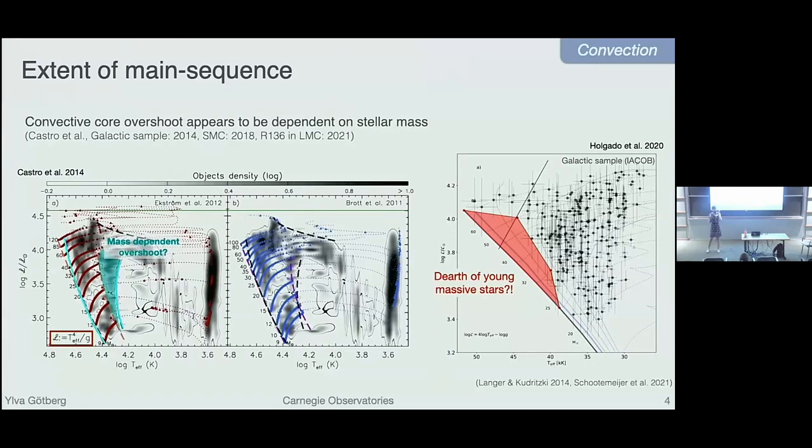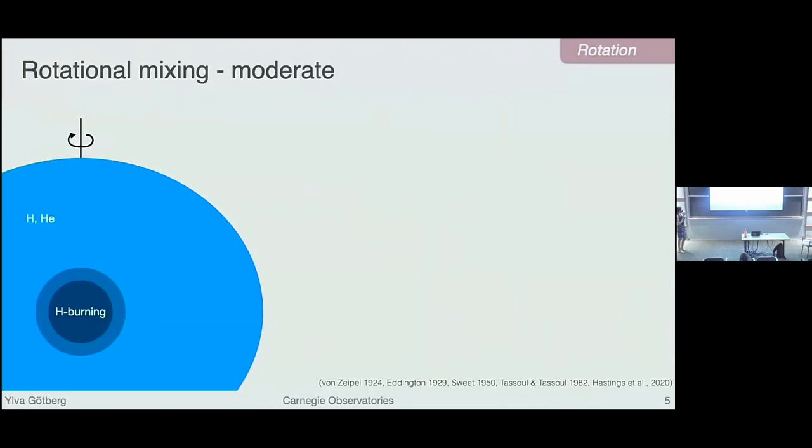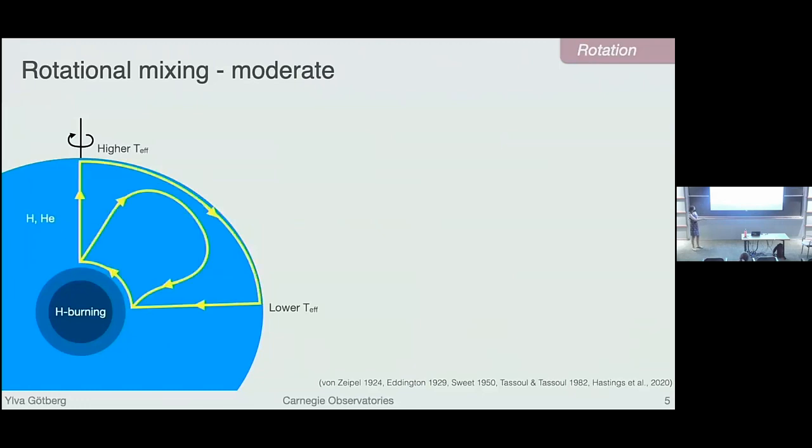So first, let's talk about rotational mixing. So what is rotational mixing? Let's see, you have a star here, burning hydrogen in the center, and some receding core. And it's rotating, so you have, because of centrifugal force, a little bit larger radius at the equator, therefore lower temperature at the equator than at the pole. So this drives a flow. It is called meridional flow. It goes from the pole down and then in and up. Yeah, so this is a large-scale flow that is supposed to mix the star.